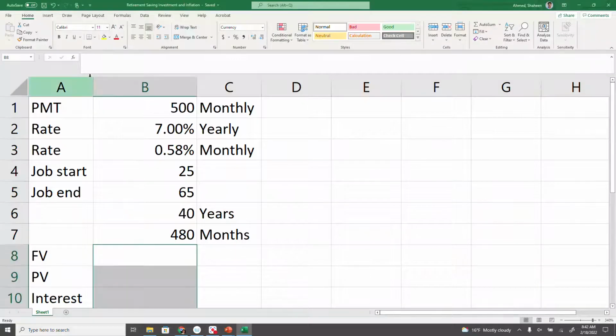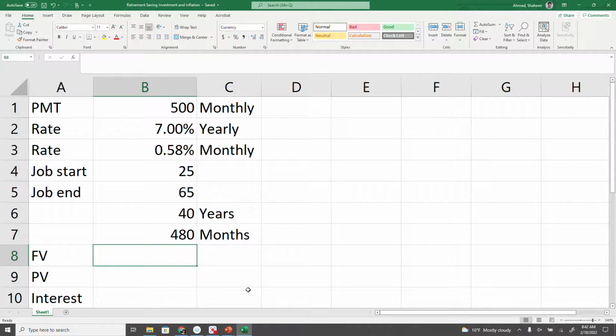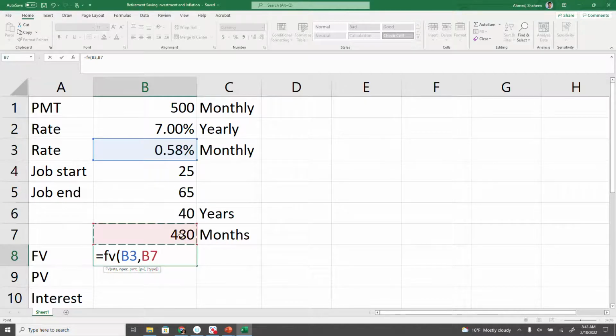I have copied all this data here from the description. You can go back to the description. The first question is asking how much you'll be getting at the end of this investment period. So simply you can use the FV function. The monthly rate, I already calculated by dividing 7% by 12. The number of periods for 40 years is 480 months. And the payment you are making is 500 each month.